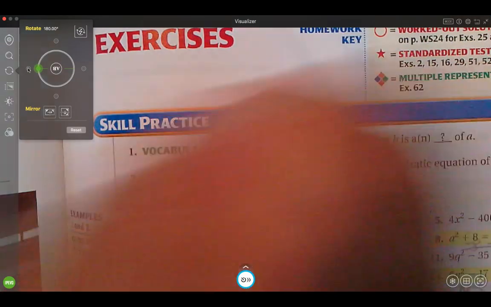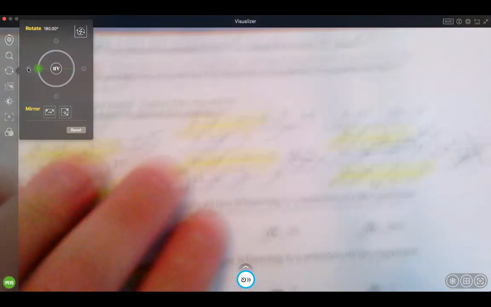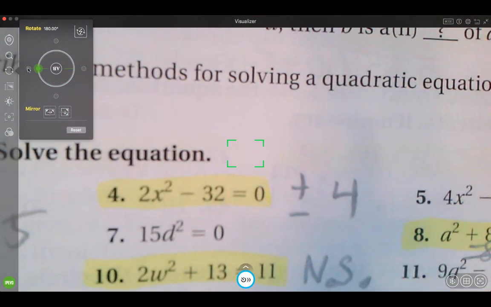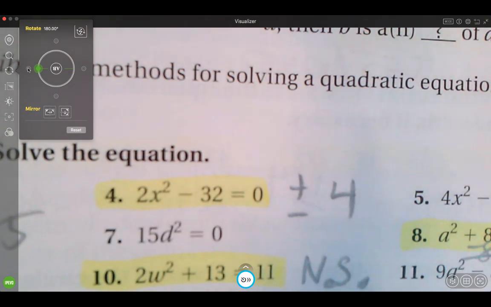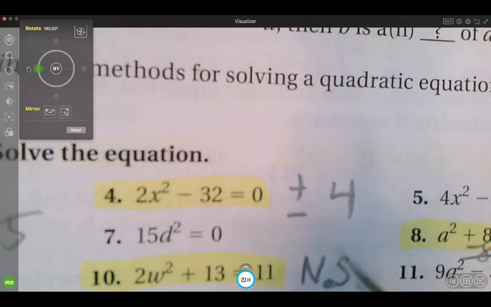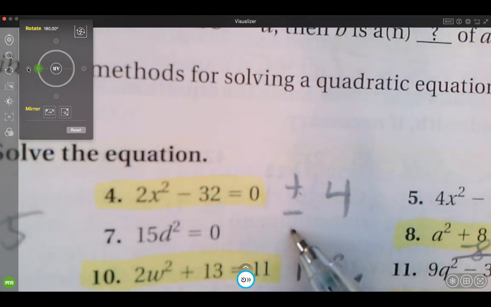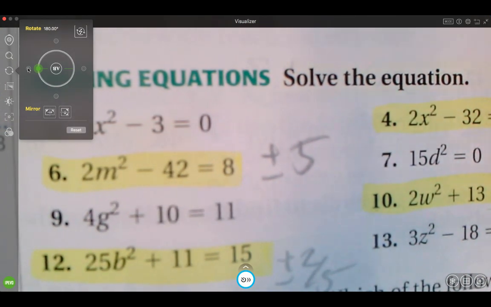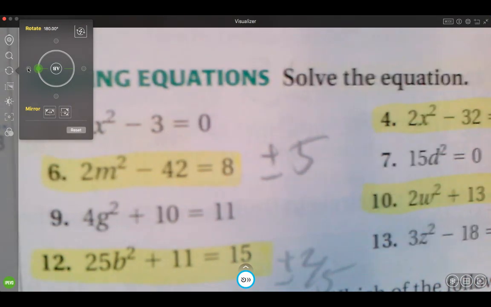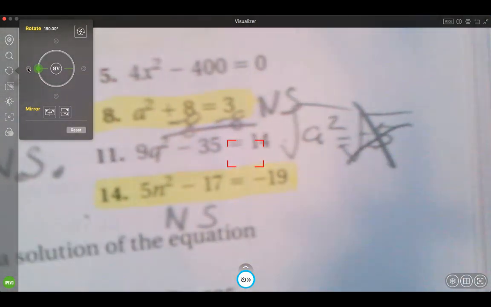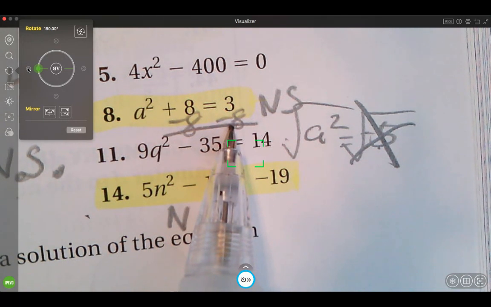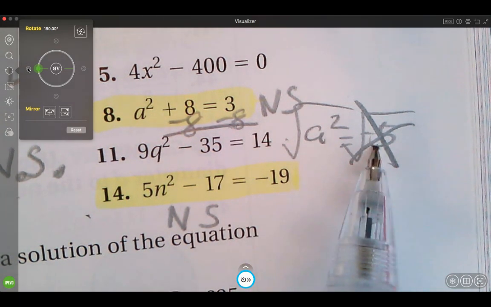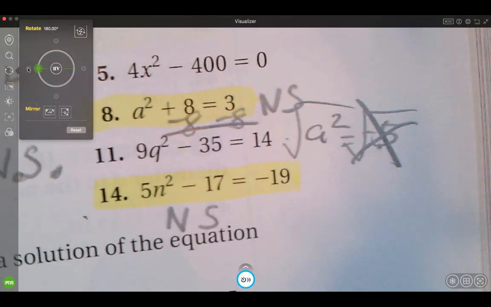Right. Okay. So the first set was pretty easy. Number 4, you should have got, just check your answers, positive and negative 4. Make sure when you write your solutions, you know that there's a positive and a negative form of the answer. Number 6 was positive or negative 5. Number 8, what was the answer? No solution. If you look here, this one was no solution because you minus 8 on both sides, you get a negative in the square root. That's not possible. It's no solution.